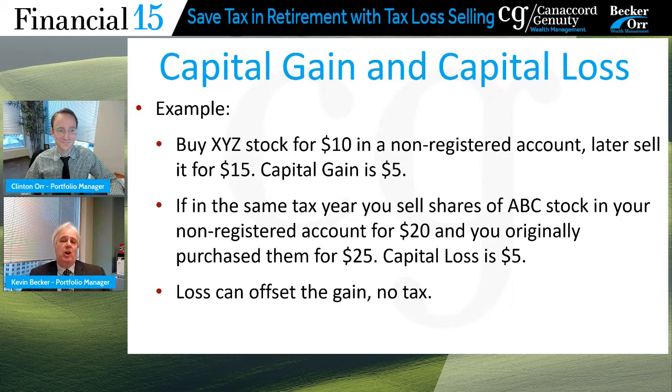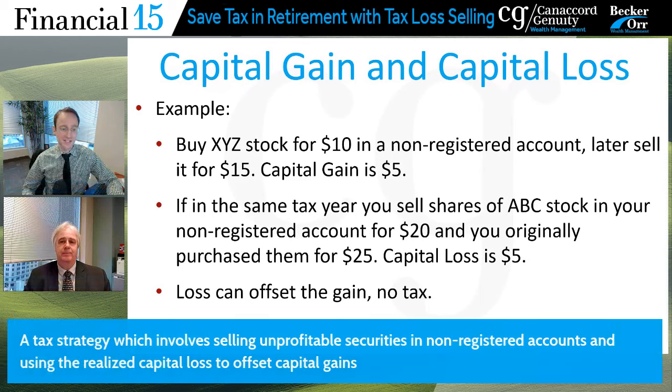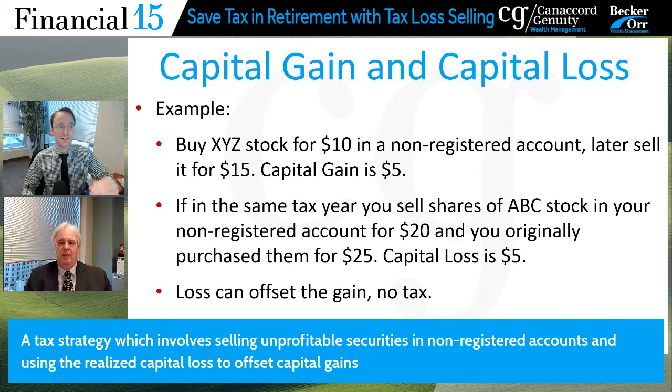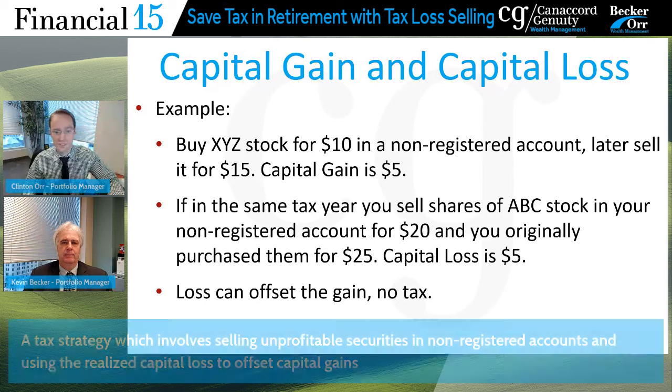And again, we did mention that losses can go back 3 years. So if you did pay gains, you can always use losses that you have in further years to offset some of those gains over the past 3 years if it's needed. Yeah, it's a strategy. That's what they call tax loss selling. It's a tax strategy involving selling unprofitable securities in non-registered accounts, like we just talked about, and using it to offset capital gains, either 3 years prior. You can carry that loss forward indefinitely.